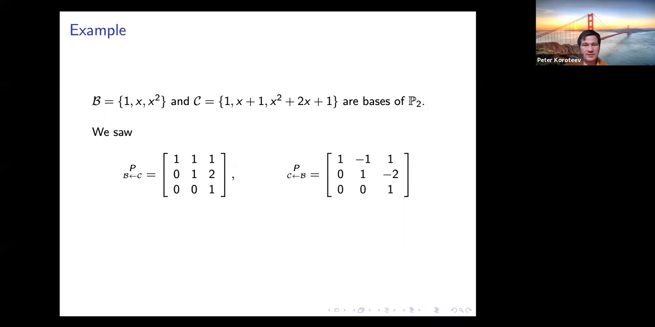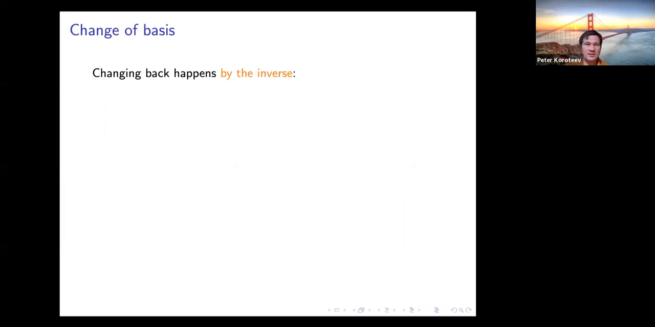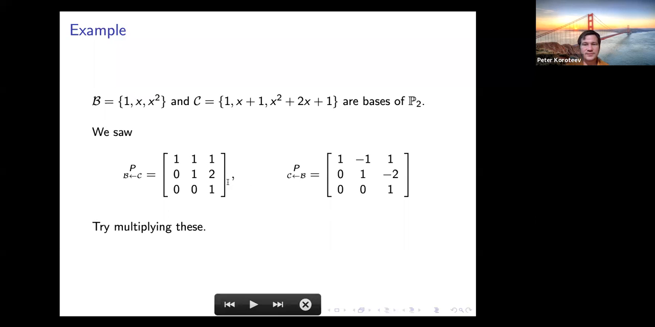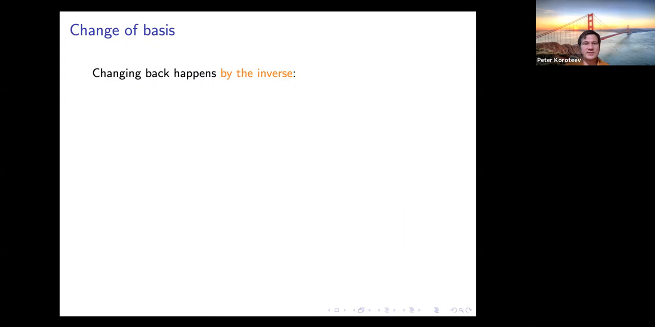So the matrix of change of basis from C to B is 1, 1, 1, 0, 1, 2, 0, 0, 1. The matrix of change of basis from B to C is 1, minus 1, 1, 0, 1, minus 2, 0, 0, 1. Okay, multiply. By now you should expect what you're going to get. And you should be able to get the identity matrix, right? So, as you can clearly see from here, change of basis happens by the inverse, right?